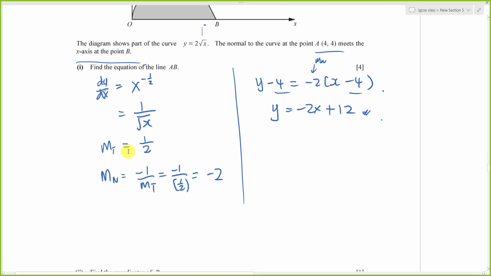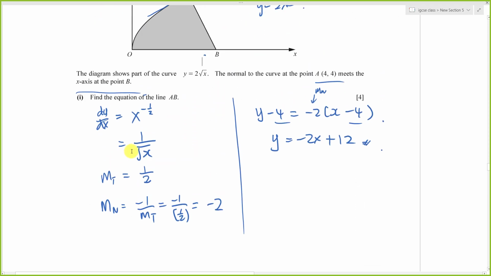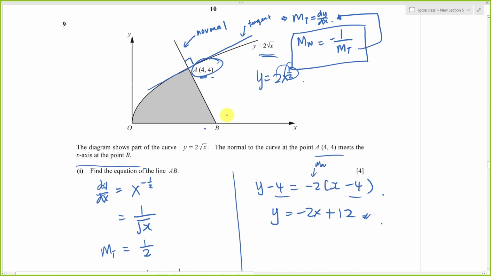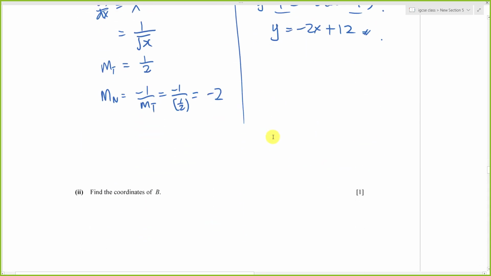Yeah, we're done for part 1. Find the coordinate of B. B is quite easy because B is the x-intercept. X-intercept, what information do we have? We know at the x-intercept y will equal 0, right? Okay, so basically sub in y equals 0 here.